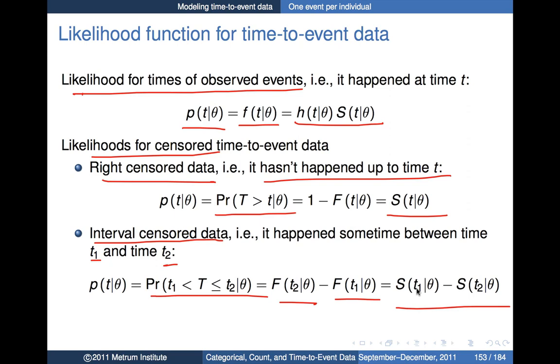So those make up your components. And of course, if you've now got time to events for several individuals, and each individual's observations are independent of the other individuals, then the overall likelihood is simply going to be the product of all of these likelihoods. So for that group of patients where you have an observed event, they'll contribute a term like the first one. For those that haven't had an event in the study, they're going to have a term like the second one. And for those where you run into maybe some interval censoring for whatever reason, it would be like the third one. And you'd end up with some product of some combination of all three of these making up your total likelihood.